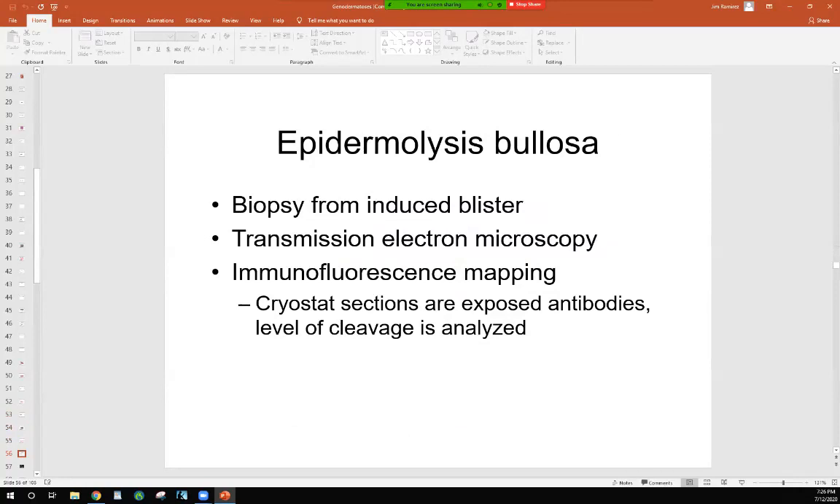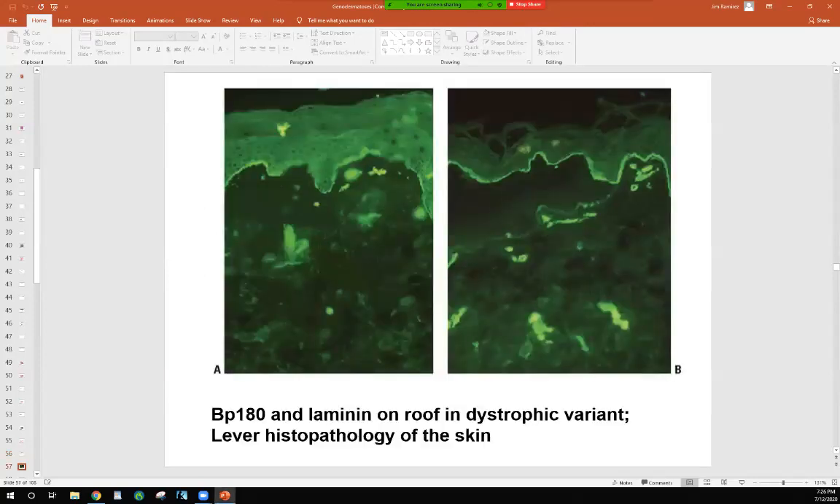So as far as how to biopsy, you want to biopsy from an induced blister, actually. That's the best way to come to a diagnosis. And you want to do ancillary studies as well, whether you need transmission electron microscopy or immunofluorescent mapping, which I'll show a little bit here. So immunofluorescent mapping basically just takes the split and then takes antibodies to different elements of the junction and sees where they are. So this is an example of dystrophic epidermolysis bullosa.